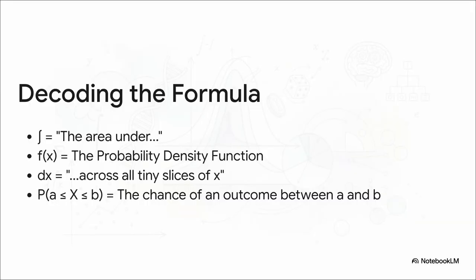Let's just quickly break this down so it's not so intimidating. That big, curvy symbol, that's the integral sign. It just means find the total area. The f of x, that's our probability map we just talked about. The dx tells us we're adding up the area of a bunch of infinitely tiny vertical slices. And the whole thing gives us P, the exact probability we've been looking for.